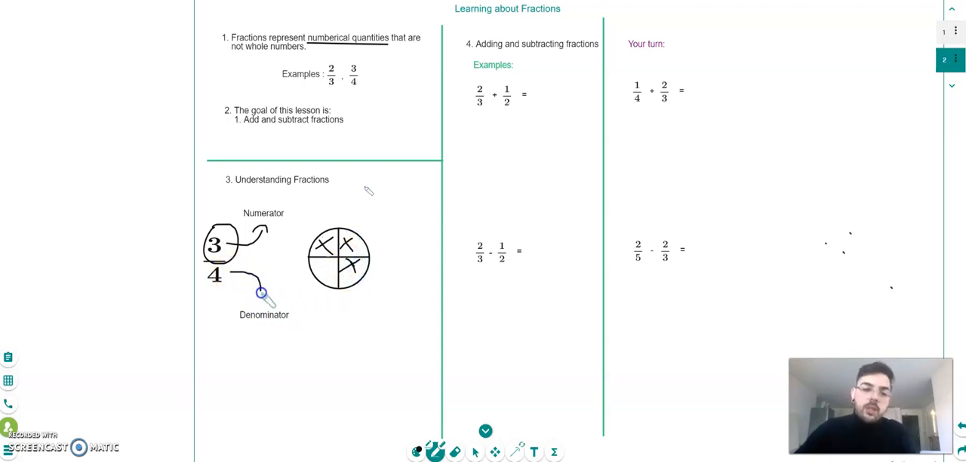The denominator, which is the bottom part, shows us how many equal parts the whole is divided into. In this case, the pie is divided into 4 equal parts.